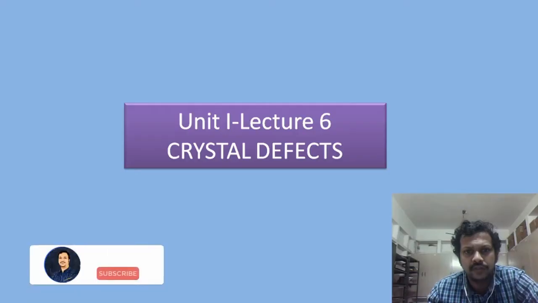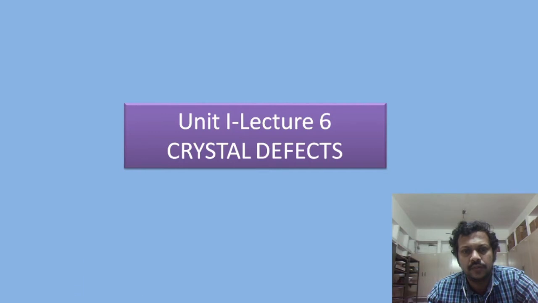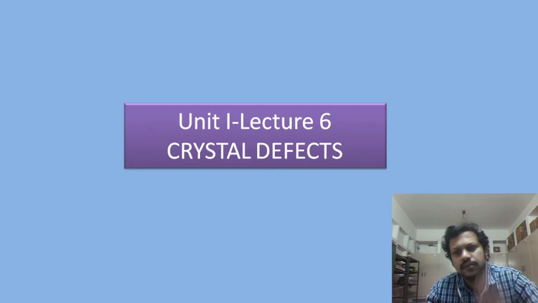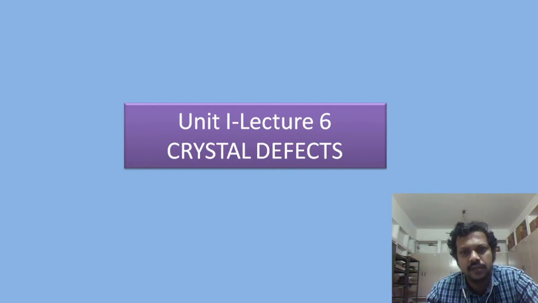Welcome to lecture 6. In the first unit, crystallography, we are going to see about crystal defects, or you can say crystal imperfections. As you know, crystals consist of a regular arrangement of atoms, arranged in a periodic fashion. If there is any misalignment of atoms, then it is said to be a defect. It is of different types, so let us see them one by one in this lecture.